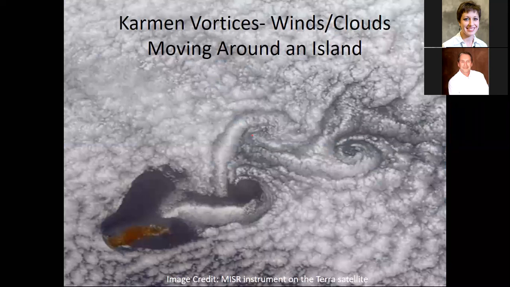This one is a very neat one too. If you can see kind of in the lower left-hand side of the slide, there's an island sitting out in the ocean that has a pretty tall mountain associated with it. And the wind, in this case, is moving from the lower left-hand side of the slide to the upper right-hand side. So as the air moves around that mountain, it makes the air kind of move apart, which in turn makes the clouds move apart. And then you get the swirling motion associated with it. These are called Karman vortices.